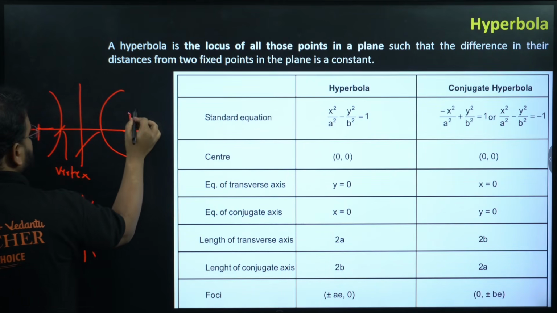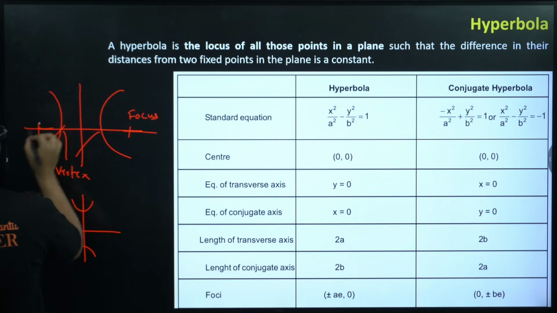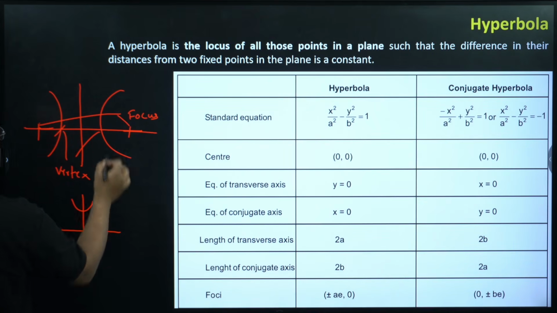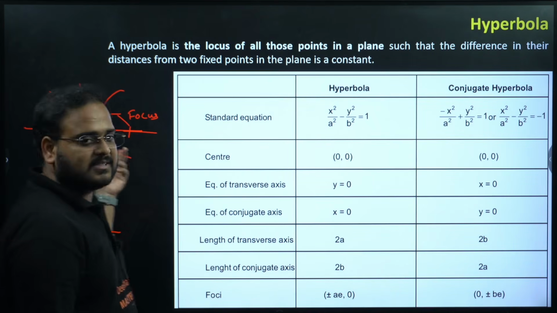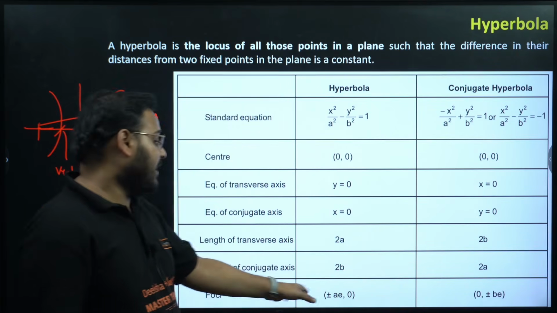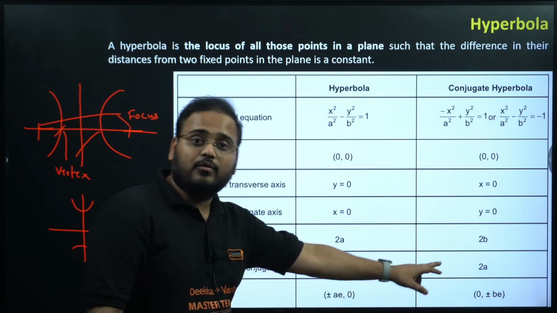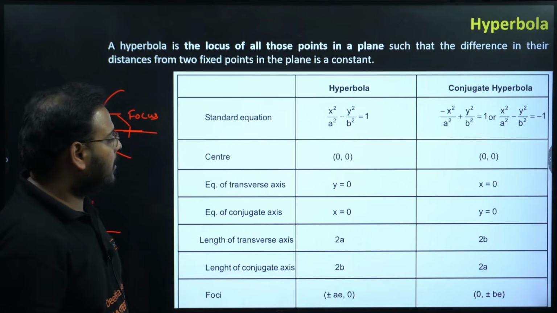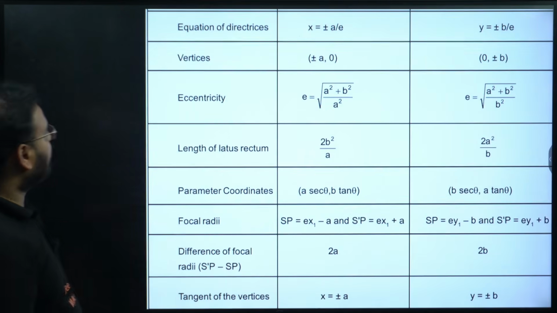This is a focus, sir. Over here also these two are foci. Length of major axis, focus coordinate also given: 0, plus minus a. So a plus minus a, 0. For the y-axis we have 0, plus minus b. More formulas over here.